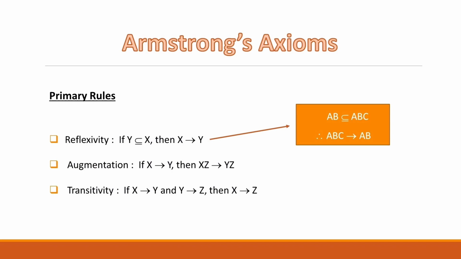For example, since AB is a subset of ABC, we can say that there exists a functional dependency from ABC to AB. Our next rule is augmentation.